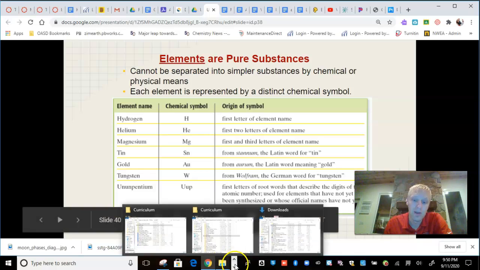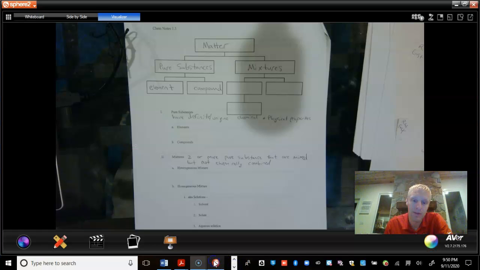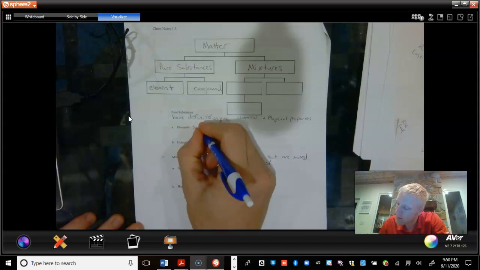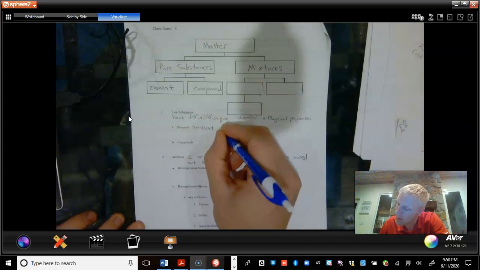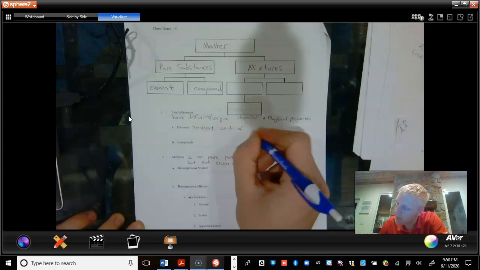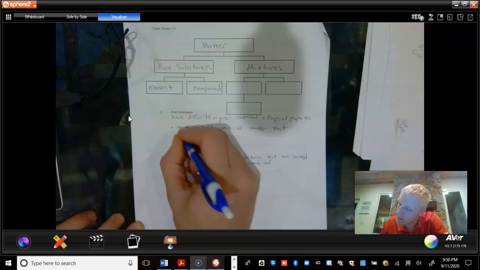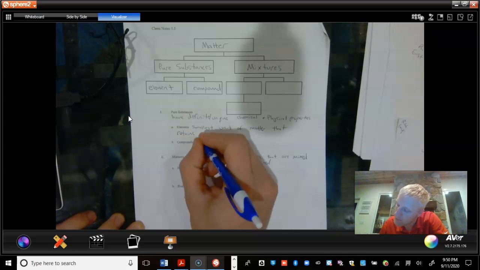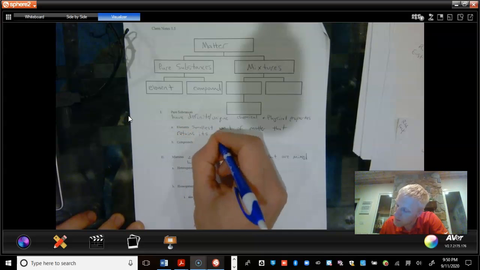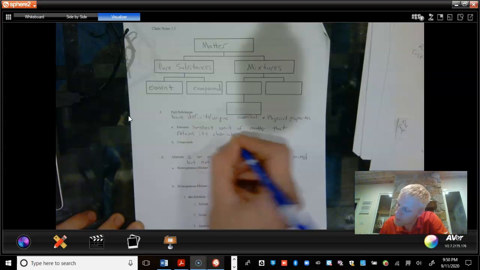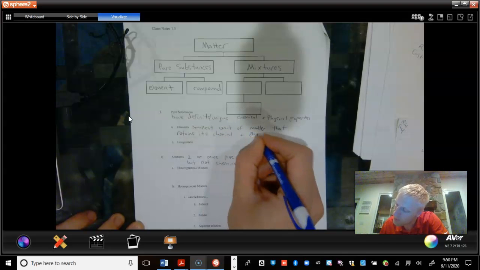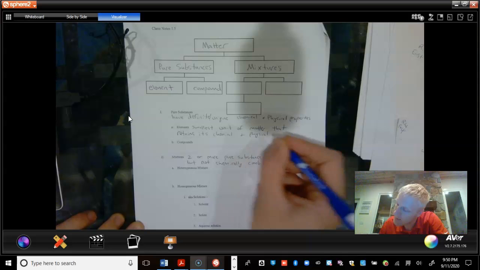All right, so let's get this definition down. Elements: smallest unit of matter that retains its chemical and physical properties.